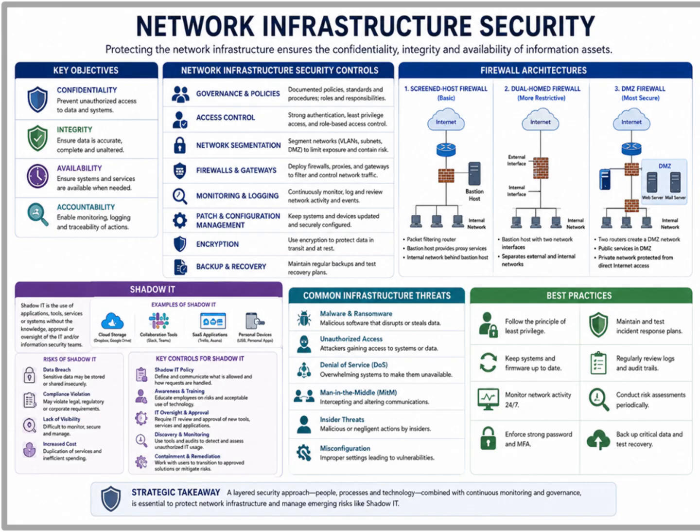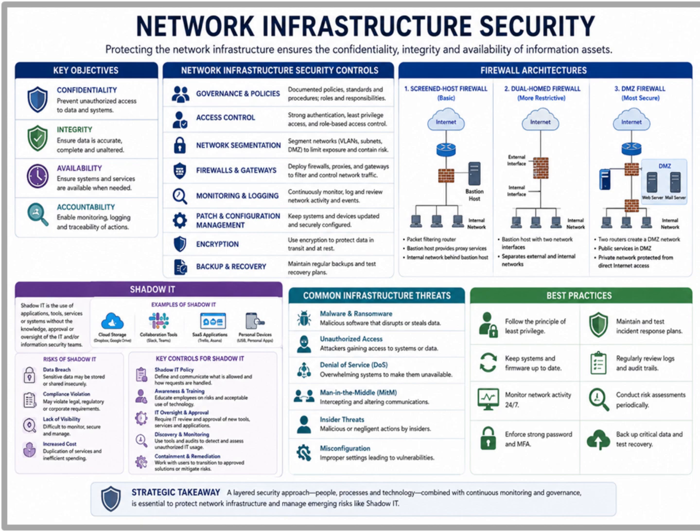Confidentiality ensures that unauthorized users cannot access sensitive systems or data. Integrity ensures information remains accurate and unchanged. Availability ensures systems and services remain operational when needed. And accountability provides traceability through monitoring, logging, and audit trails.